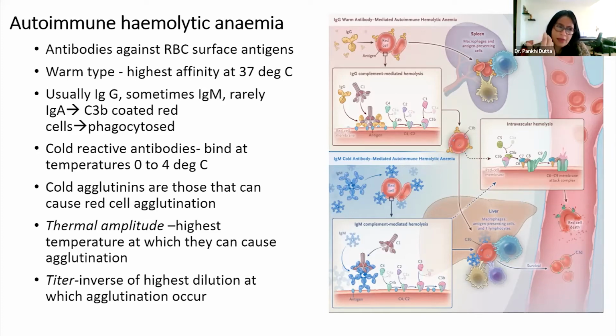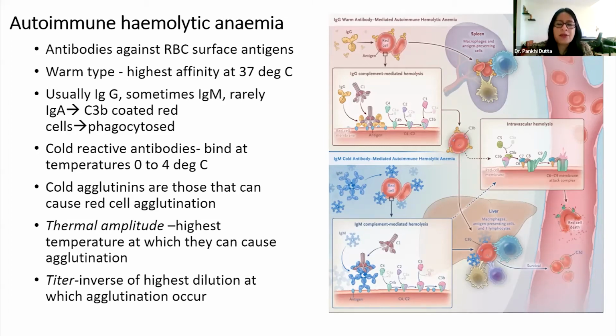Then the cold reactive antibodies actually bind at temperatures which are much lower than the body temperature. So if they bind at very low temperatures, we are not very bothered because those are physiologically not achievable within the body. And cold antibodies that can cause red cell agglutination are also called cold agglutinins. Now, two important terms here are thermal amplitude and the titer.